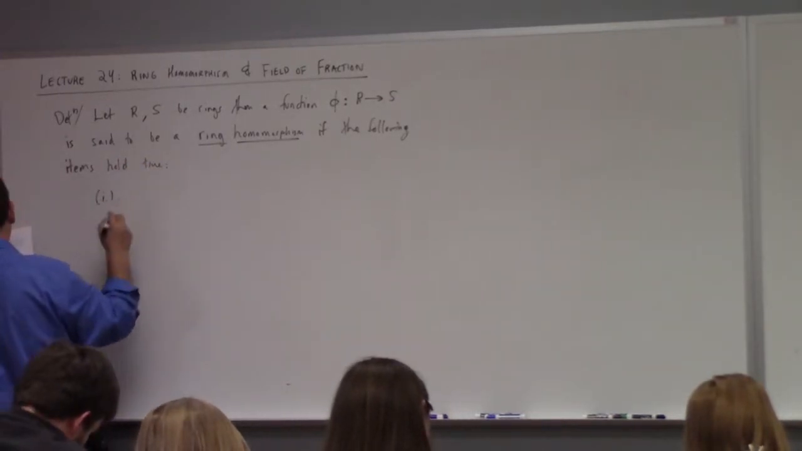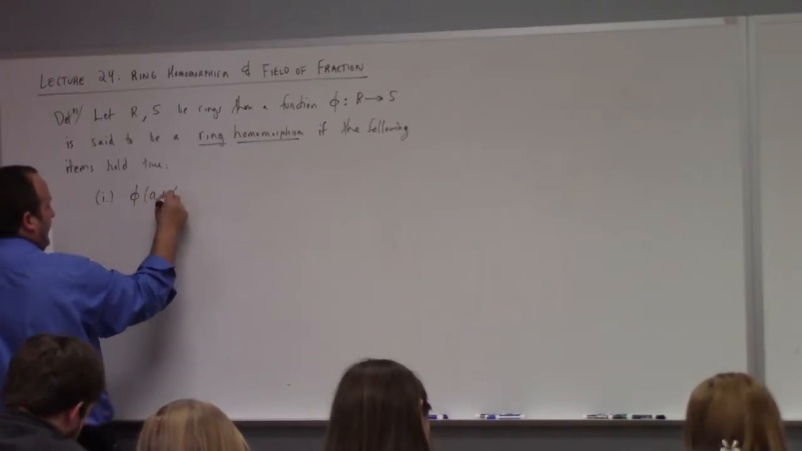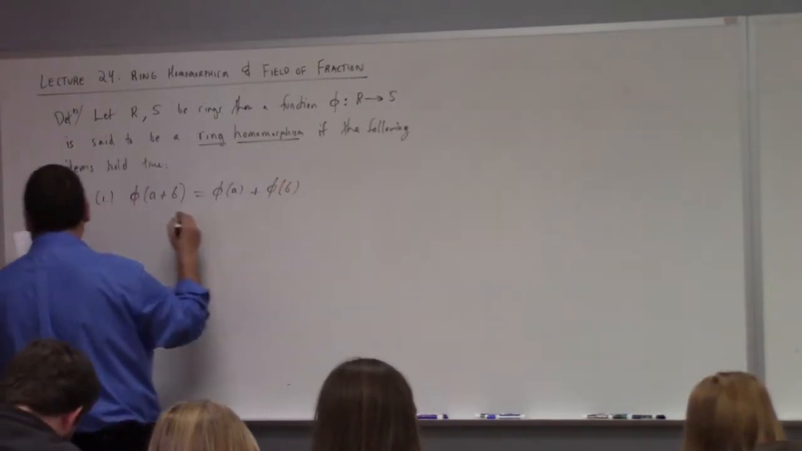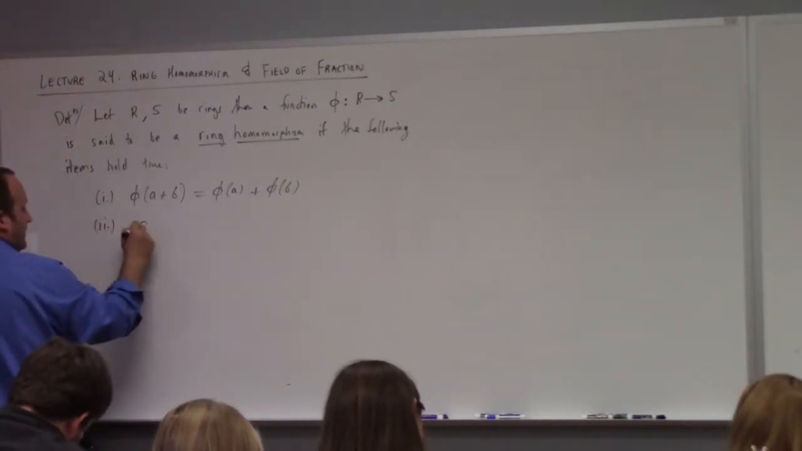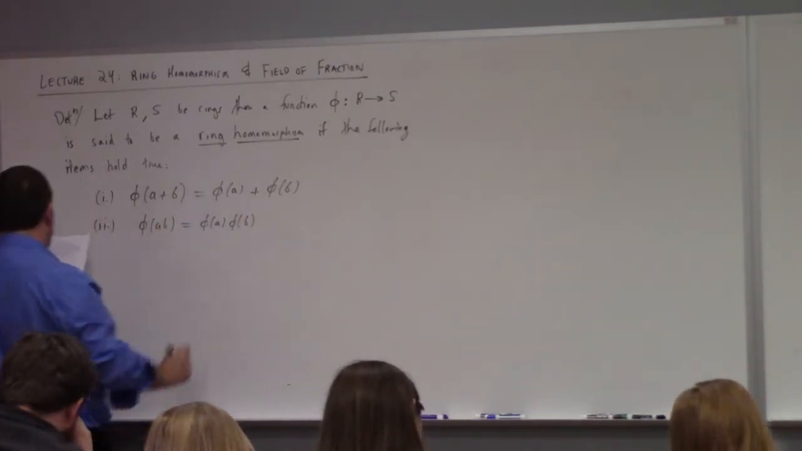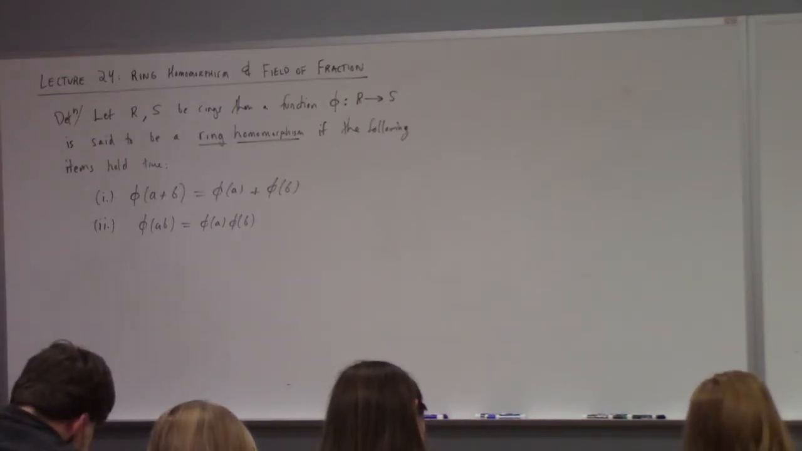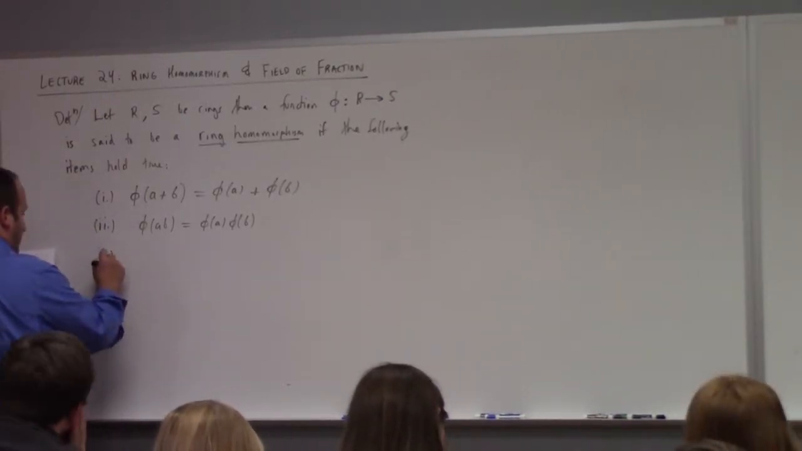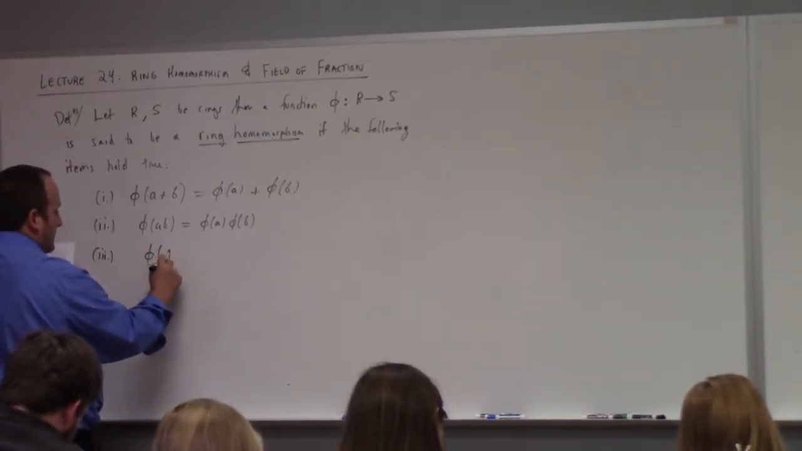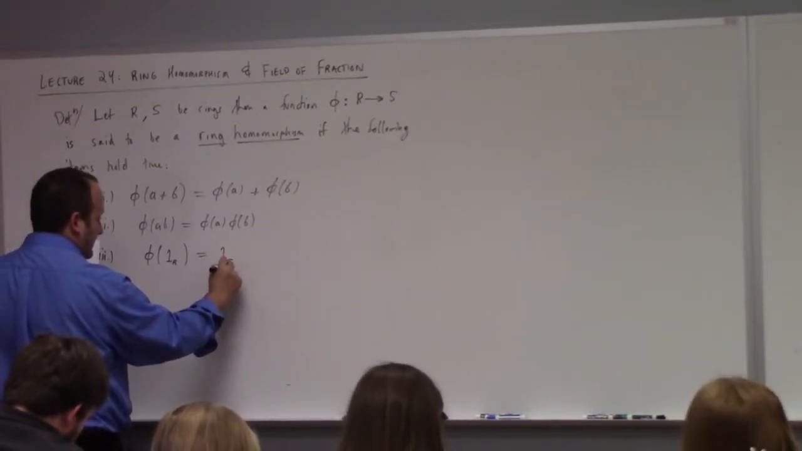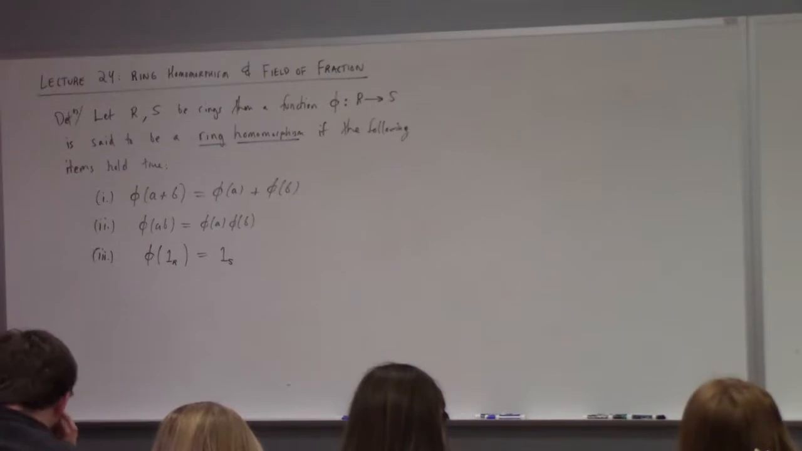So number one, it's additive. So phi of A plus B is phi of A plus phi of B. It's multiplicative. So phi of AB is phi of A times phi of B. And then finally, the other structure which must be preserved for a ring homomorphism, because our rings, remember, have identity, we also have to have that phi of the identity in R maps to the multiplicative identity in S. So 1 sub R maps to 1 sub S.